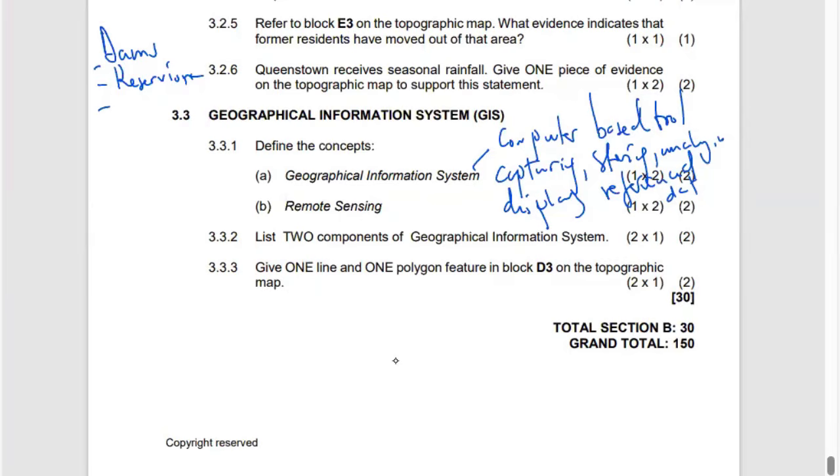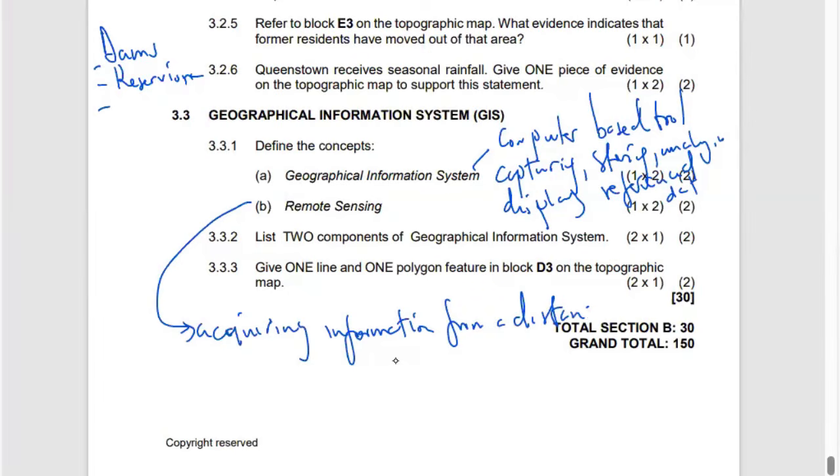Then we are looking at remote sensing. In simple terms, remote sensing means acquiring information from a distance. We are getting geographical information without being in contact with the actual space. For example, using satellite images, we can get information across the world, but those satellites won't be physically located on the places, they will be in space. That is remote sensing.